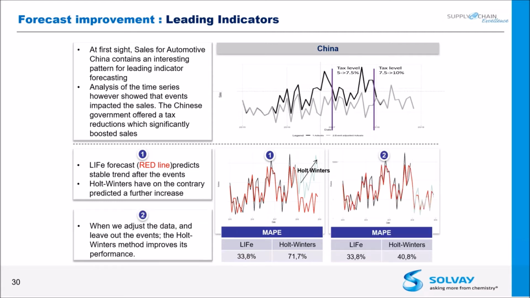Then if you clean the data, if you remove the information of the pre-buying approach due to tax impact, of course, for leading indicators it remains the same percentage, but you improve statistical forecasting. But comparing the two, the conclusion is that leading indicators are still delivering better results than the classical statistical forecasting methods.